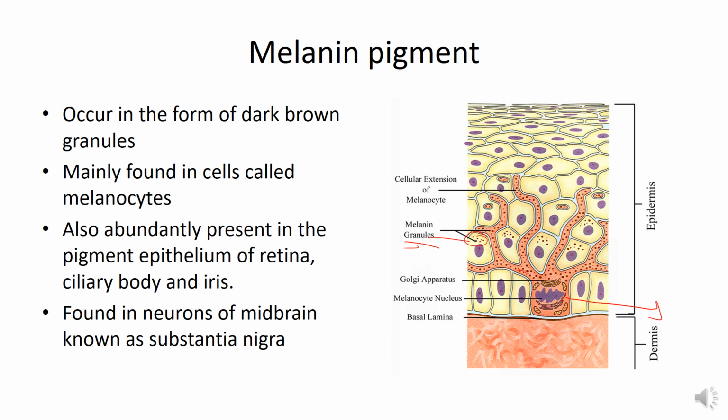Melanin pigment is also abundantly present in the eyeball, where it is chiefly found in the pigment epithelia of the retina, ciliary body, and iris. In the eye, the melanin pigment performs the important function of absorbing light to prevent reflection and glare. Melanin granules are also found in the neurons of large masses of gray matter called the substantia nigra, which is located in the midbrain.